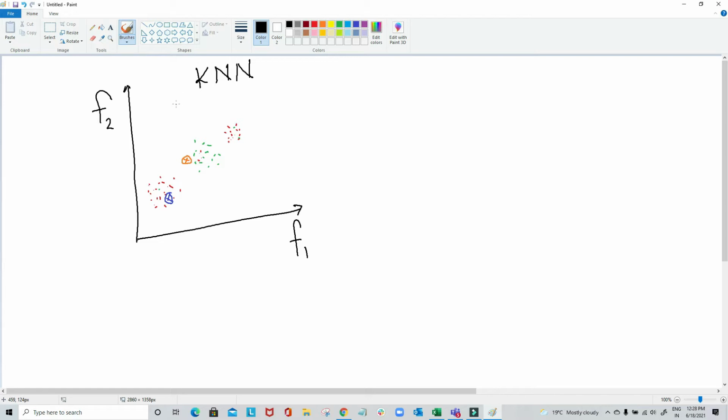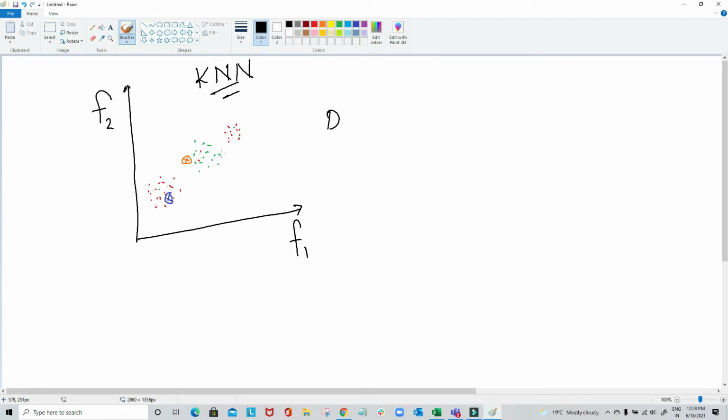Hello guys, today we'll be looking at what is a k-nearest neighbor. Consider we have two features f1 and f2 for the data set D. Imagine this is the spread of data between features f1 and f2, where green points represent the positive class and red points represent the negative class.